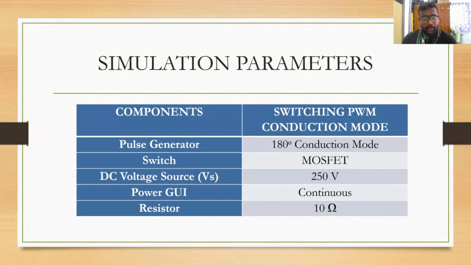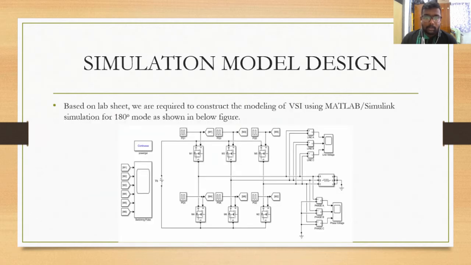The components that we are using are a pulse generator, switch, DC voltage source, power graphic user interface and a resistor. For the pulse generator we are using the 180 degree conduction mode. The switch we are using is a MOSFET, and the DC voltage source Vs is set to 250 volts. The power graphic user interface is in continuous mode, and the resistor value is set to 10 ohm. So let's look into the simulation model design.